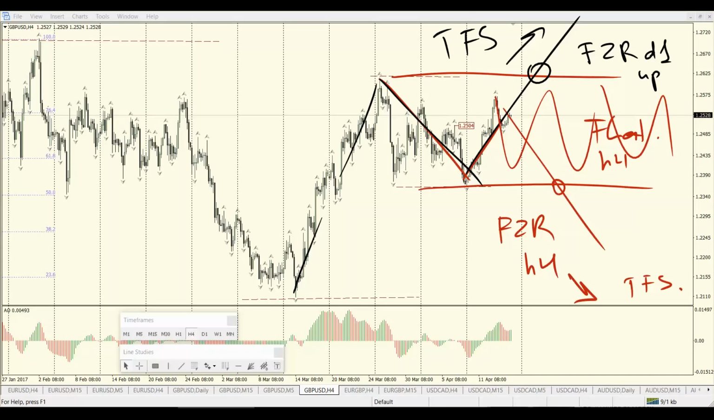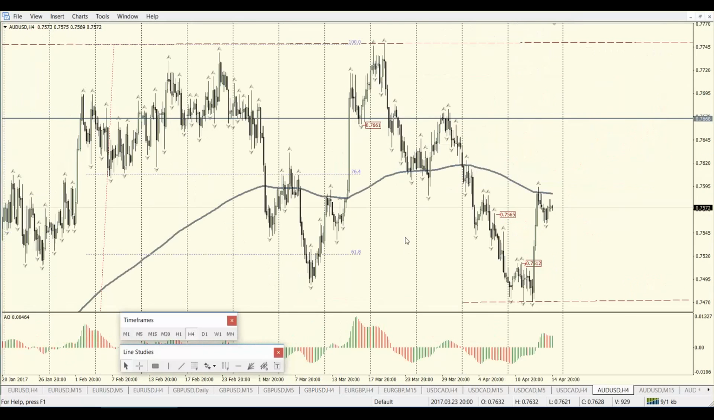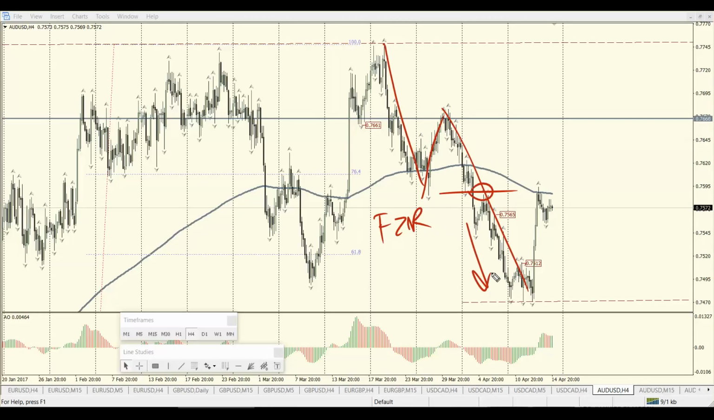Let's go to Australian dollar. Australian dollar, if you remember a couple of last reviews, we were watching this FZR down, and I was trading inside that trend down.